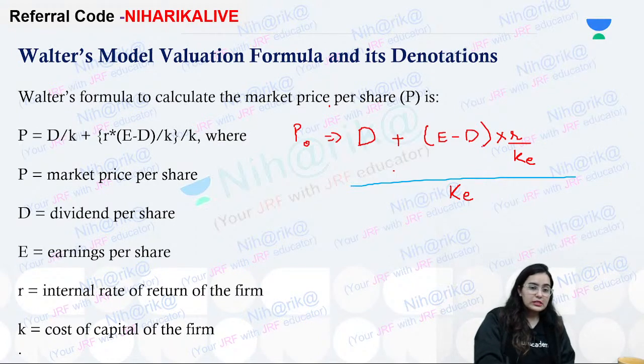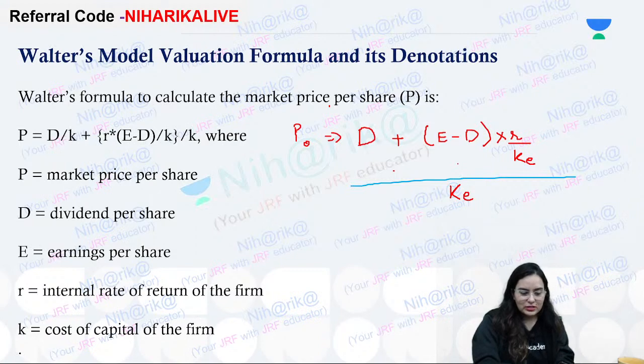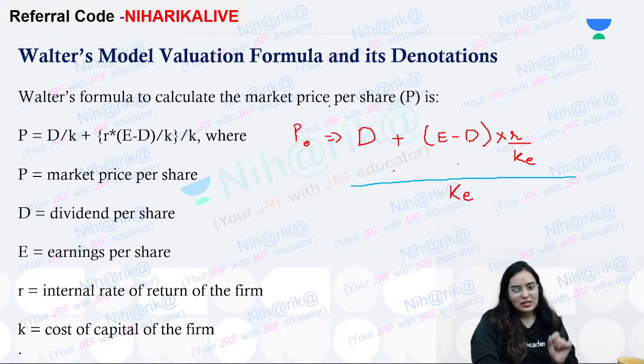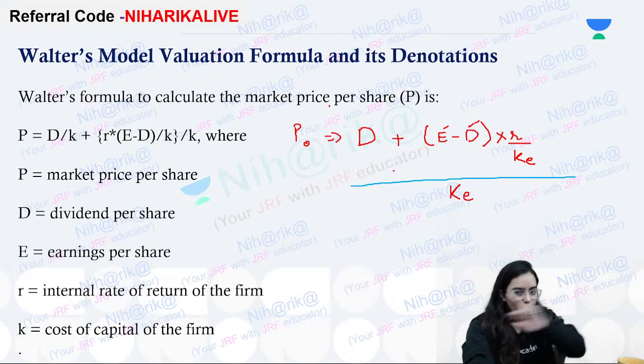Here, you will not consider the last year dividend or the current year dividend. That tension is free, Priya. You don't even have to think about that stress, because last year and current year dividend are applicable only in case growth is given, and growth is given only in the Gordon model. Growth is not given here. Here, earning is of the current year, dividend is also of the current year. Everything tension free. Just earning minus dividend into R upon KE, whole upon KE.